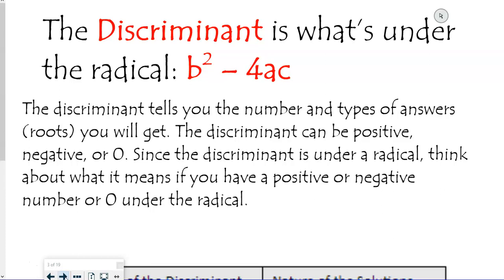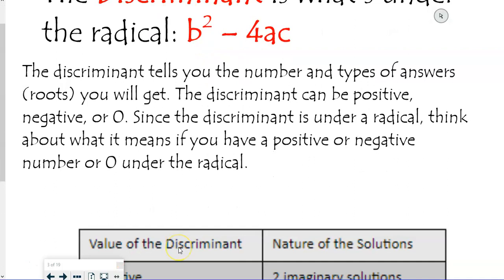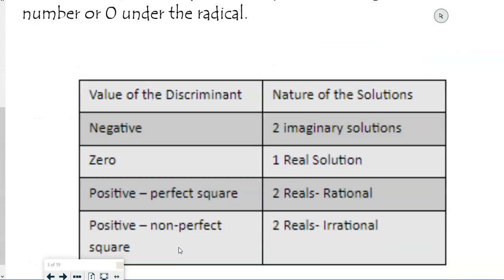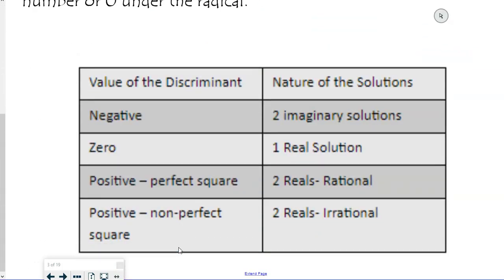The discriminant's what's under the radical. That's the b squared minus 4ac, and the discriminant tells the number and types of answers that you'll get. The discriminant can be positive, negative, or zero, and since the discriminant is under a radical, think about what it means if you have a positive or negative number or zero under the radical, right?